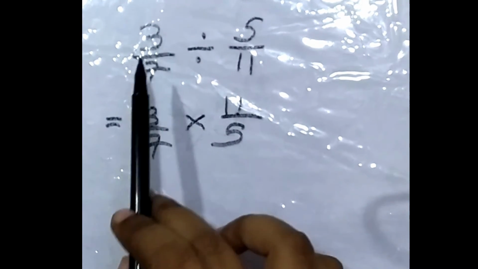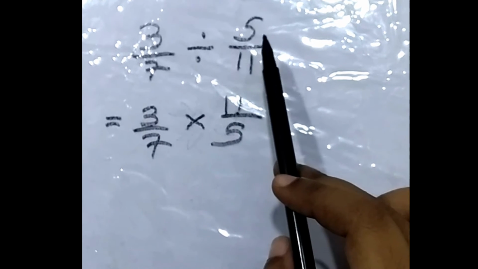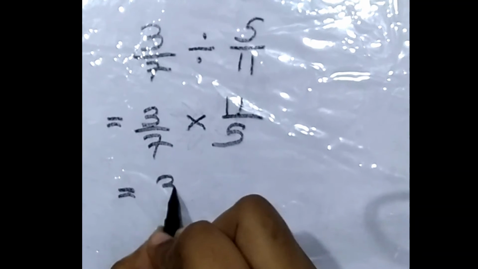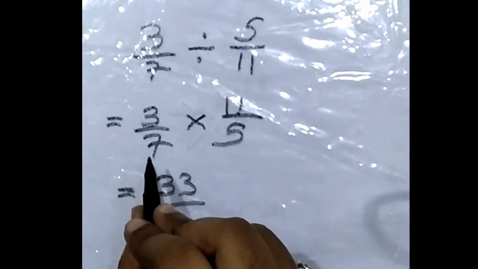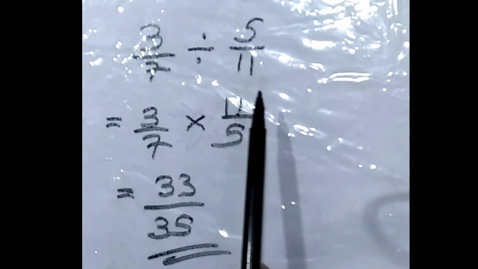Understood? So in division what will we do? We will write the first fraction as it is. Instead of division we will do multiplication, and we will multiply with the reciprocal of the fraction. What will be the answer? 3 11s are 33 upon 7 5s are 35. So this is the answer. So to divide a fraction means we are multiplying. Here we are multiplying with the reciprocal of the fraction.